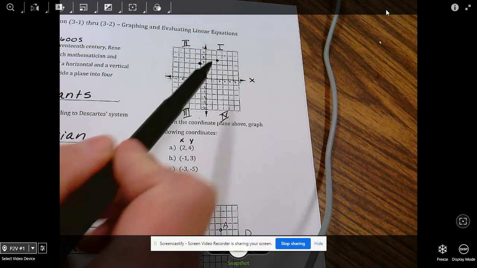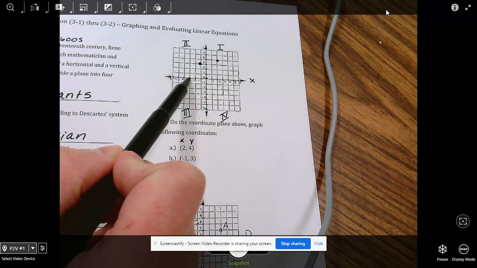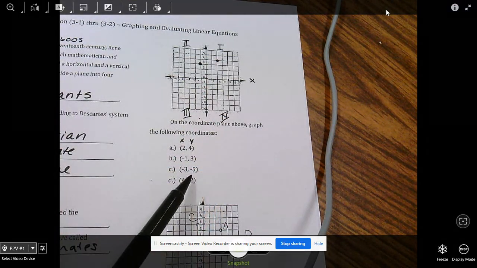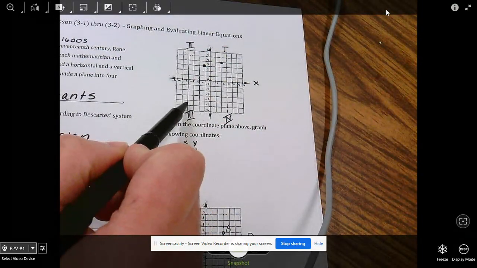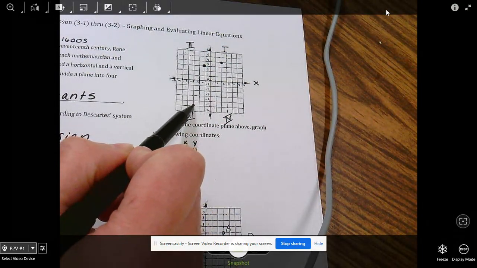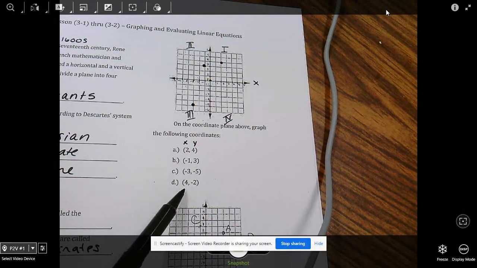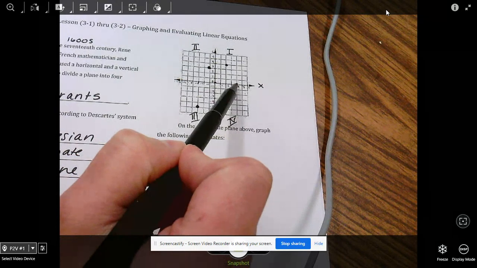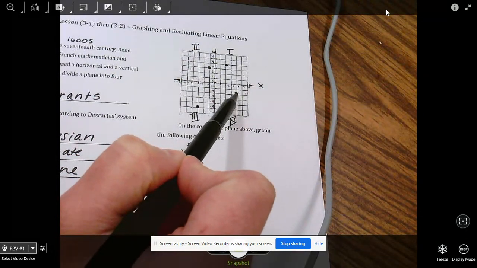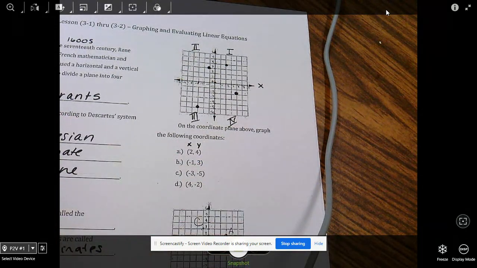Next is -3, -5, so you go to the left and then you go down 5 because it's negative, and you make your coordinate there. And lastly, we have 4, -2. So that's where your coordinates should be.